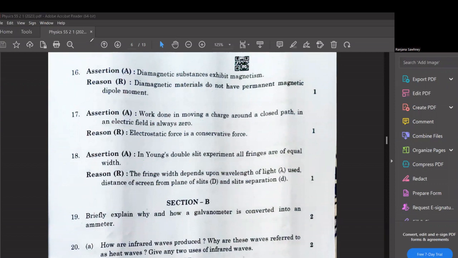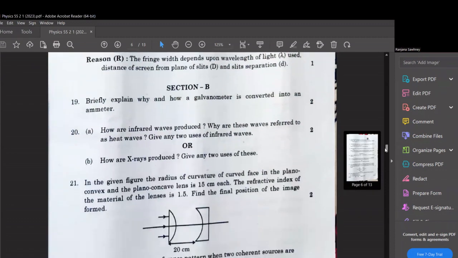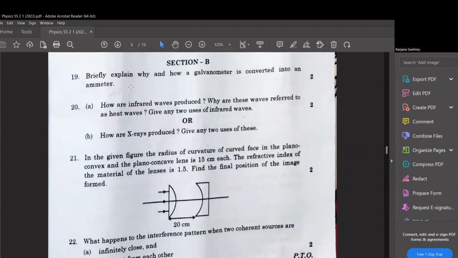Next is question number 19. Now these are 2-mark questions. Explain briefly how and why a galvanometer is converted into an ammeter. These are also short answer questions. First you have to answer why: the galvanometer is a very sensitive device, so for measuring current, it has to be converted into an ammeter. And how? By connecting a shunt resistance, a very small resistance, in parallel to the galvanometer.